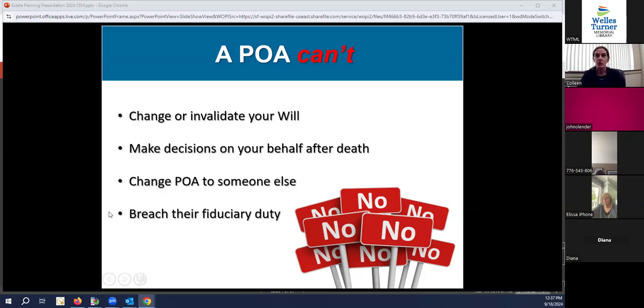Other things they can't do is change it to someone else. And they have a fiduciary duty, if they're acting on your behalf, to really be acting on your behalf. So you can't say, oh, I'm Colleen's agent, I'm going to go take her money out of the bank and go gamble. That's not acting in my best interest. That's not acting as a fiduciary. So the agent is supposed to be acting with your best interest in mind as a fiduciary.